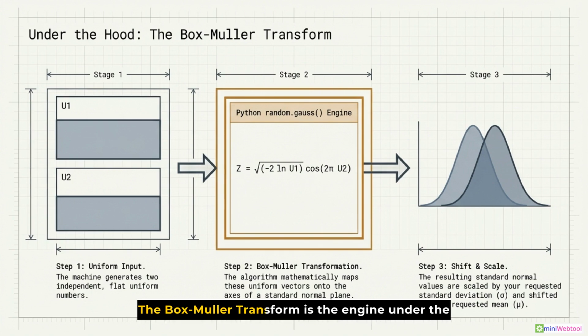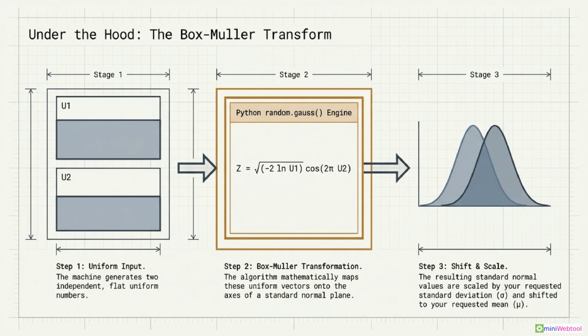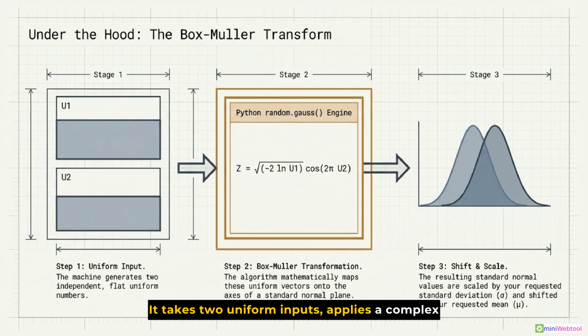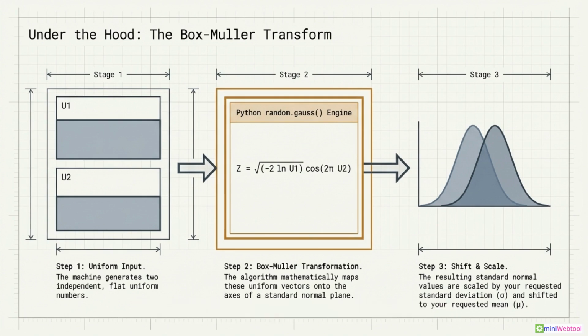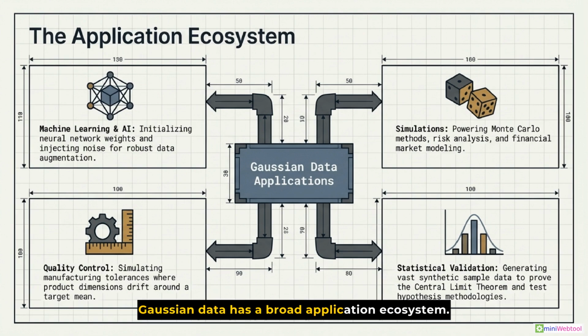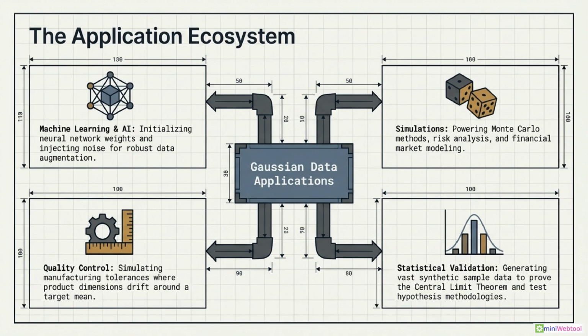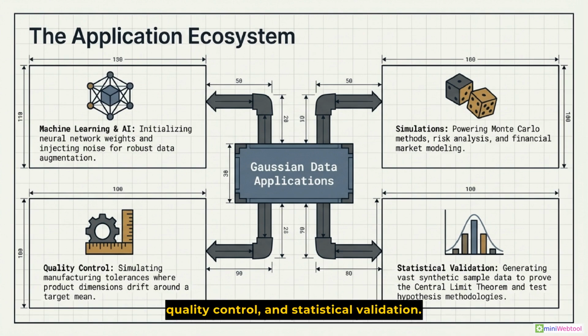The Box-Muller Transform is the engine under the hood. It takes two uniform inputs, applies a complex mathematical transformation, and then scales and shifts the result to match your parameters. Gaussian data has a broad application ecosystem. It is used in machine learning for initializing neural network weights, powering simulations, quality control, and statistical validation.